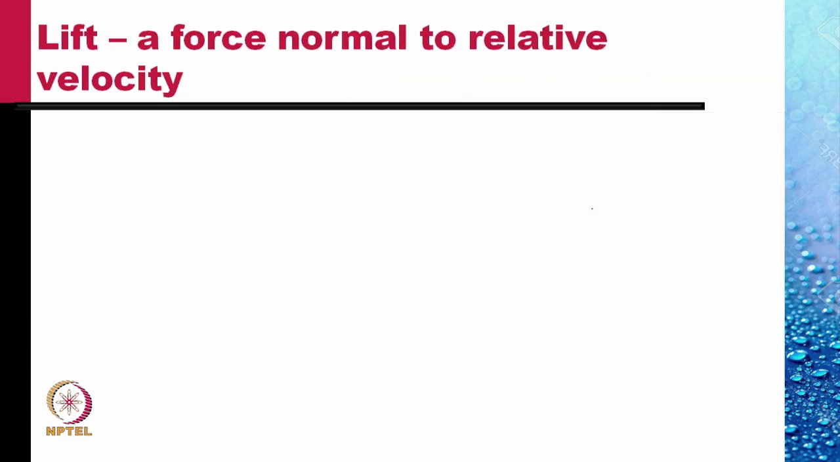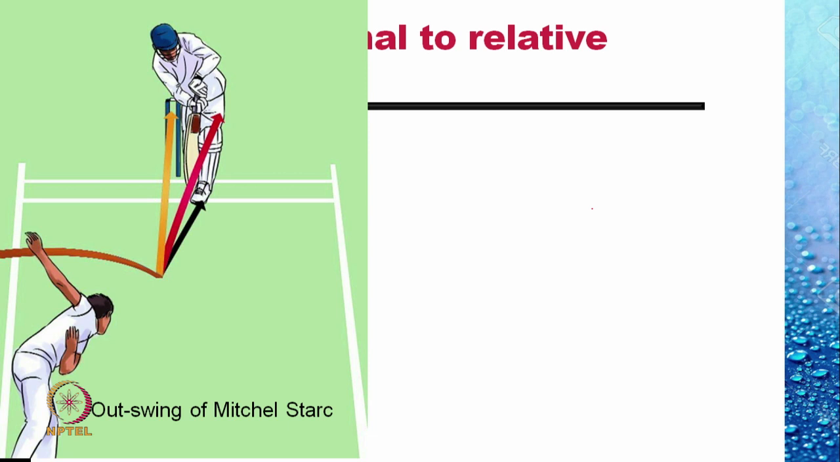On the other hand, the force that is normal to the velocity is called a lift. The Australian bowler Mitchell Starc here is bowling his fast-paced ball as a swinger. The ball, if it was going straight, would have followed the red line, but because of the outswing, it moves in the direction of the yellow arrow. This is an outswing ball. How is it possible?